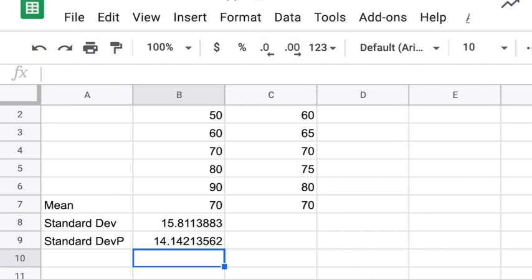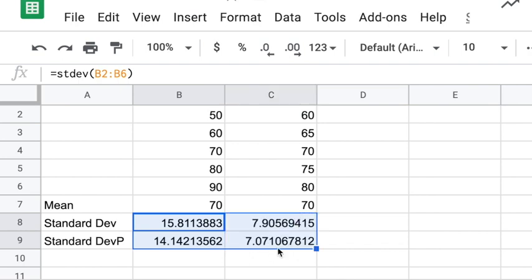And the reason the sample one's bigger is we know there's going to be a little bit of error, so it makes the standard deviation a little bit larger to account for that error. All right, let's copy these two formulas to the right. It'll do exactly the same thing with section number 2 data. And you'll notice that, again, the sample standard deviation is bigger than the population standard deviation.